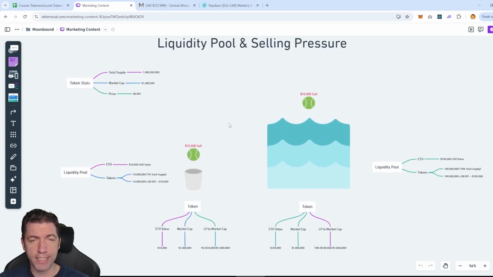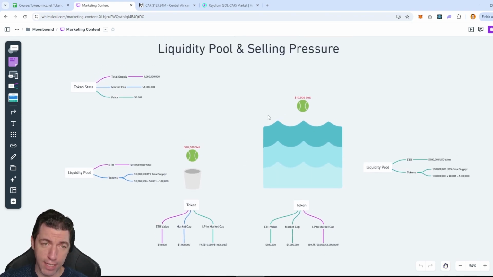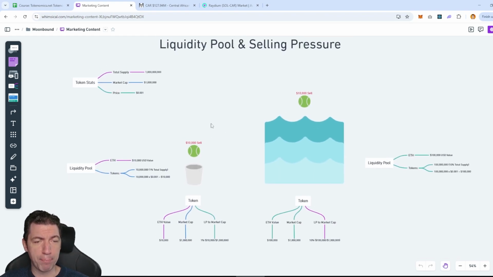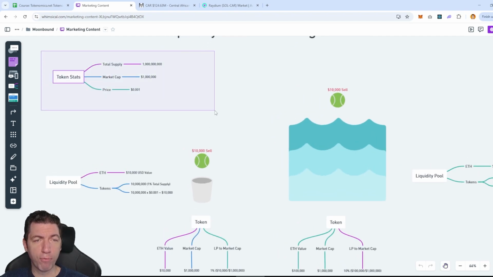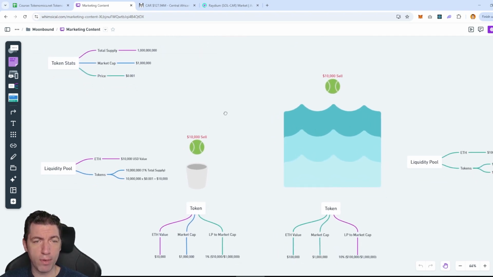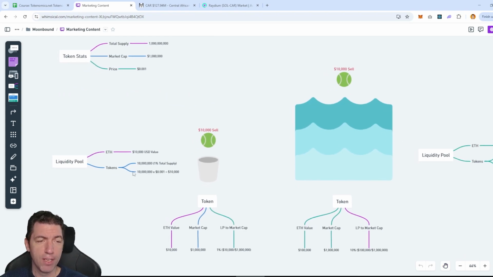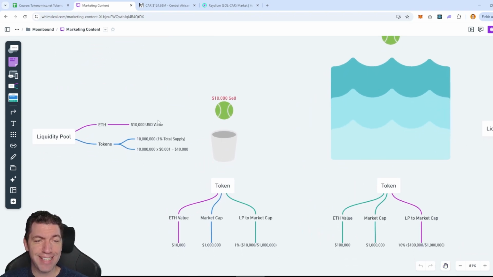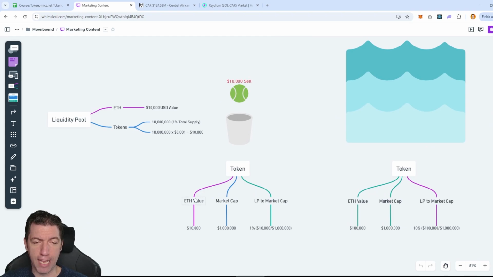One of them is set up with hardly any liquidity and a $10,000 sell, and one that actually has some good liquidity and then a $10,000 sell. So in our quick example here, we have the exact same stats for these two different pools. They have the exact same tokens. One just has more money in it than the other. Liquidity pool over here, this has $10,000 of ETH that's also paired with $10,000 worth of the token, or 1% of the supply. So if we were to look at this example, our ETH value is $10,000. Our market cap is $1 million, and our liquidity in the pool is $10,000 or 1% of the supply. Okay, you can see how that works out.